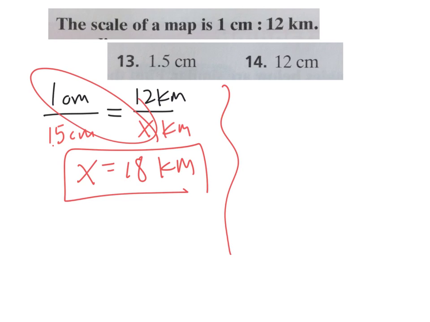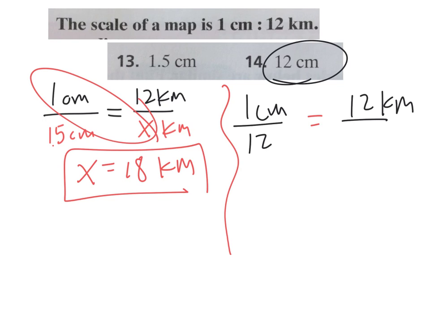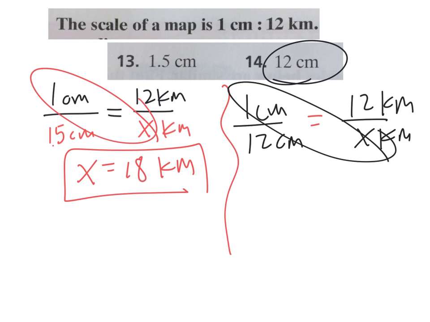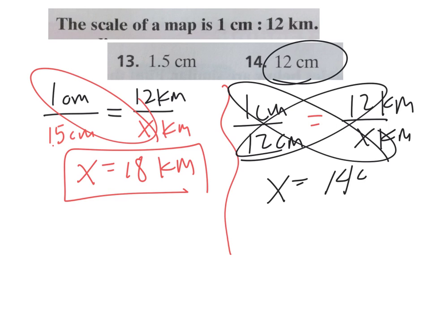Then number 14, again, they're going to start out more or less the same here. We know that 1 centimeter is 12 kilometers, and so that means 12 centimeters is we don't know how many kilometers. So cross products here, 1 times x is x, 12 times 12 is 144, and again we were solving for kilometers.